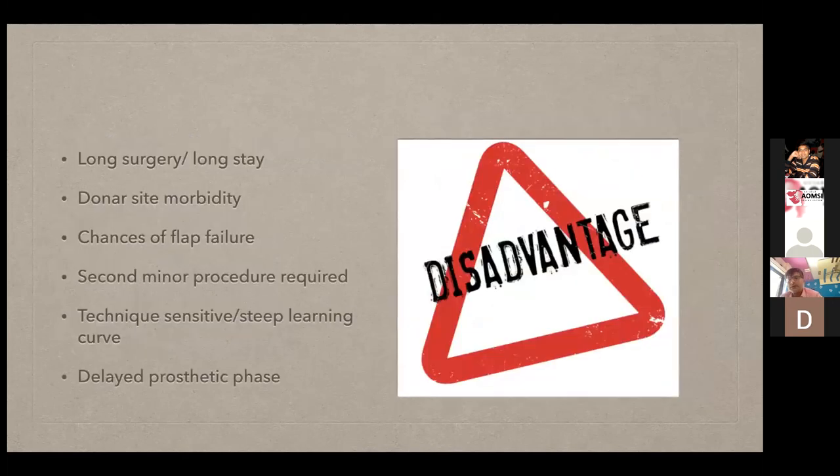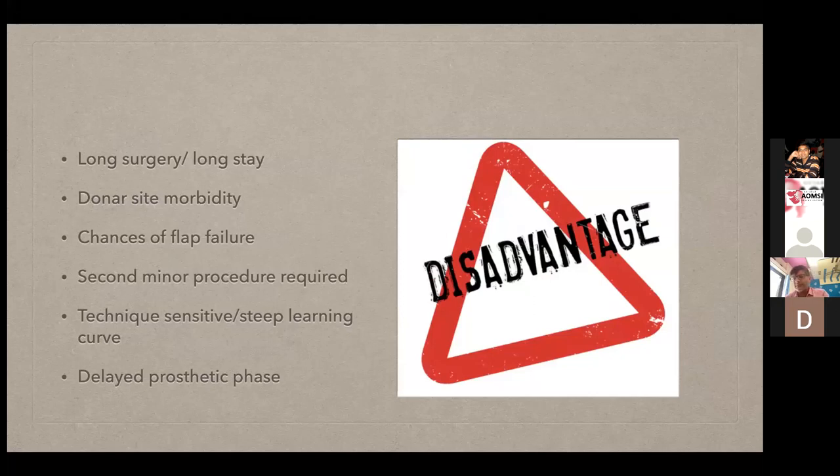So a few disadvantages which are going to be difficult are the long surgery and the long stay. We usually, as I said, take close to 7 to 9 hours, and the length of hospital stay is close to 5 to 7 days, including one day in ICU, which is just for monitoring. Donor site morbidity is, however, less, and it does not usually affect the quality of life, but there still is some donor site morbidity.